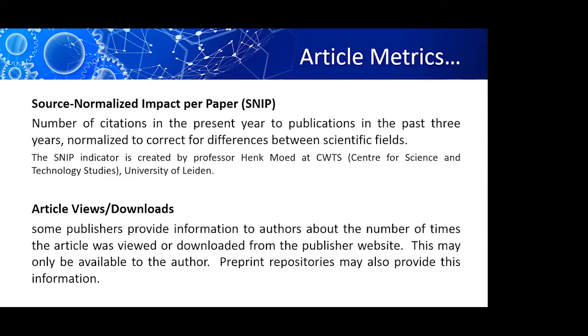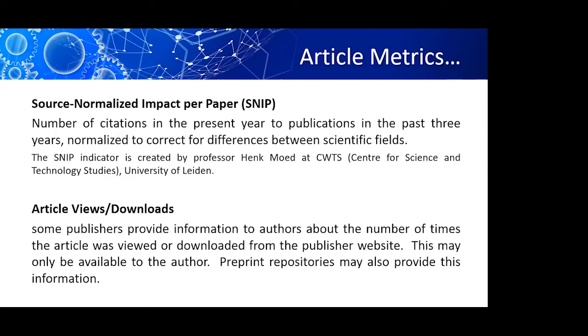And the next metric I would like to consider here for discussion is article views and downloads. Some publishers provide information to authors about the number of times the article was viewed, whether for the full text or the abstract, and or downloaded from the publisher website. This may be only for author level articles. And nowadays, some of the preprint repositories may also provide this information.